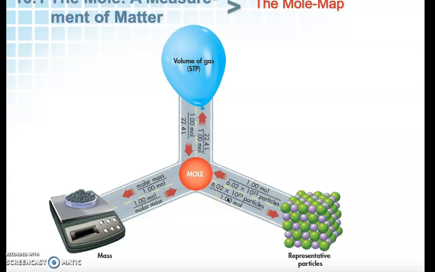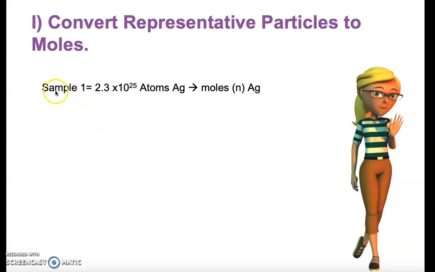So let's take a look at an example here. In this case, we're going to go from mole to representative particles, and then representative particles to the mole. Sample 1 is 2.3 times 10 to the 25th atoms of silver. I want to convert it to moles of silver. If you look at the mole map, you want to go from the right to the center, from the representative particles to the mole. So you're going to use the conversion factor that has Avogadro's number on the bottom and mole on top. So let's set it up.